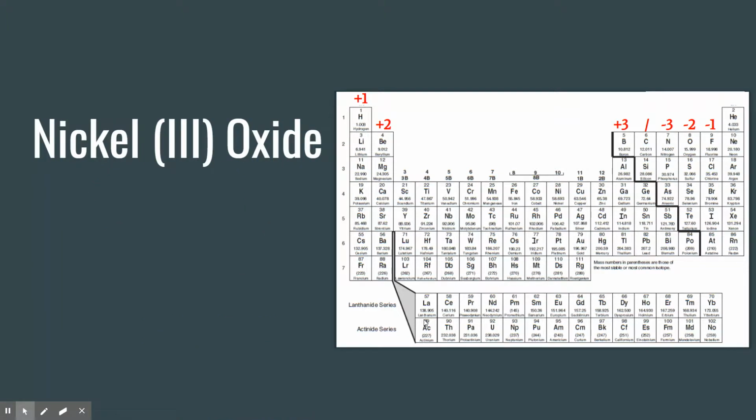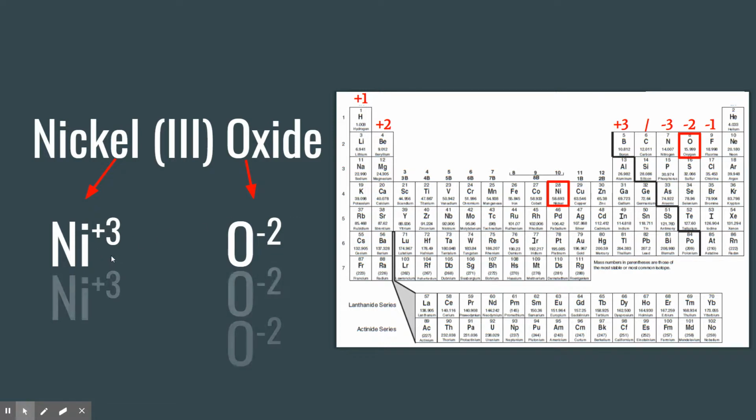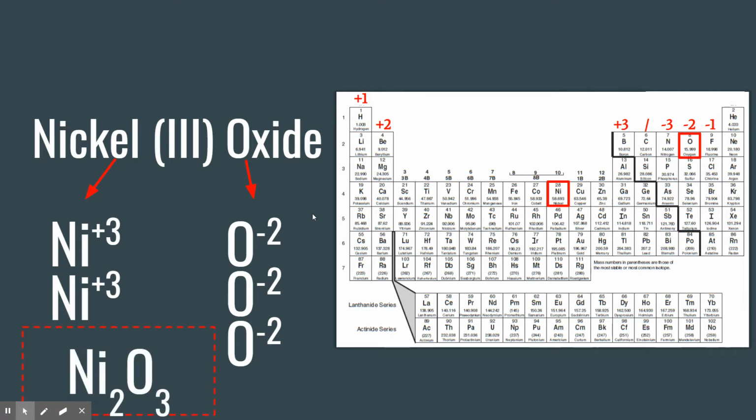All right, let's try nickel 3 oxide. Nickel is a transition metal. I don't know what the charge is based on that, but the 3 tells me the charge for the nickel. So this is nickel +3. Oxide is oxygen, which has a -2 charge based on where it's at. Now I need to balance it. 3 and 2 don't go evenly into each other, but they do go evenly into 6. So I'm going to need 2 nickels, that's +6, and 3 oxygens for -6. And I'll get the formula Ni2O3.